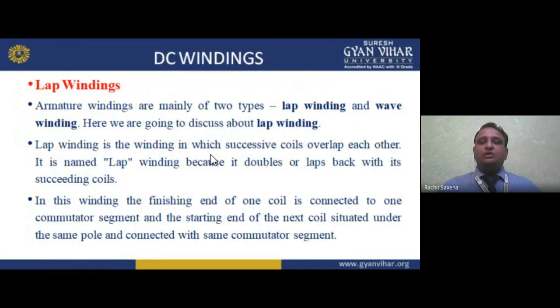Now DC windings. If I am talking about the DC winding, my dear students, the first is the lap winding. What is it? Lap winding. Armature windings are mainly of two types, lap and wave. One thing I want to clear at the start, that is very basic, my dear students.